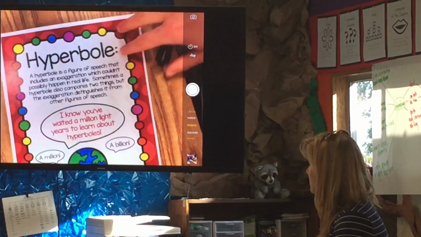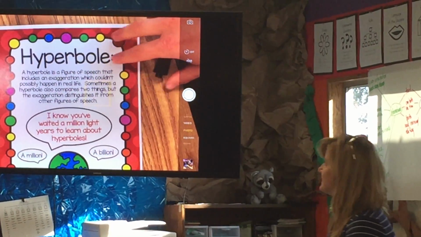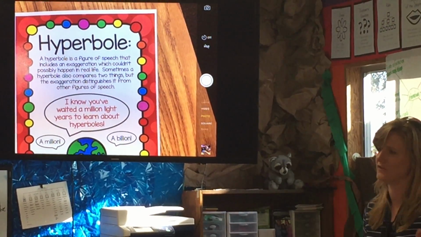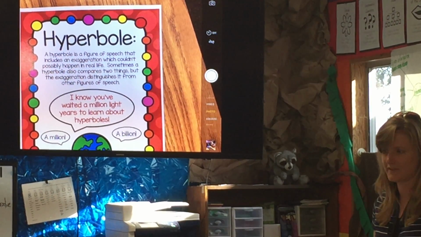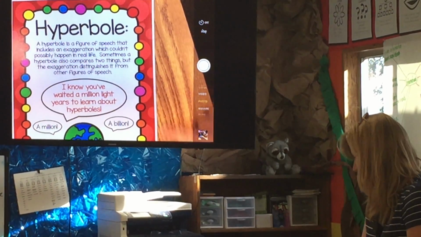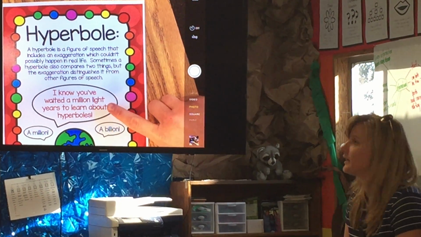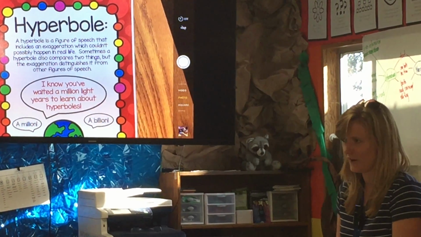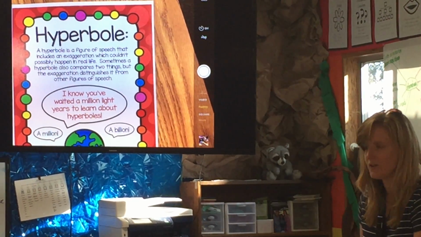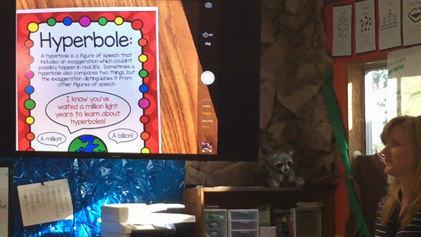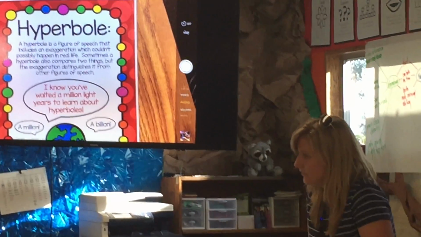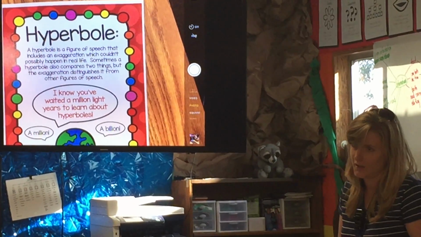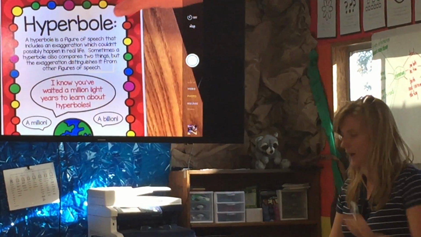Hyperbole is exaggeration. It's exaggeration to the point where that could never, ever happen in real life. It's like impossible. It's so exaggerated. So I know you've waited 1,000,000 light years to learn about hyperboles. Is it possible for us to ever wait 1,000,000 light years? No, that's an exaggeration. It's something super extreme. You may have waited maybe a couple days, maybe even a year, but you didn't wait millions of light years. That's an exaggeration of the amount of time you waited.